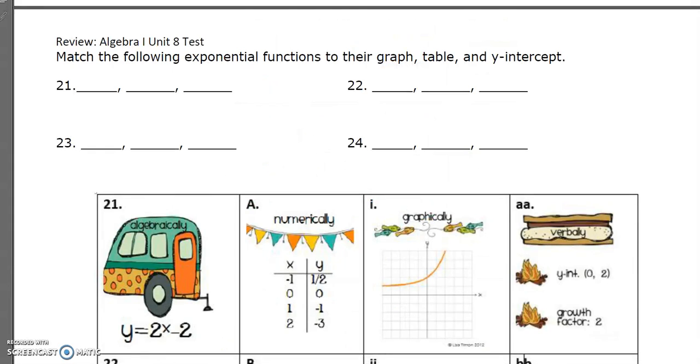Okay, so let me scoot back up to the top and see if we can fill that information in. Okay, so 21, the data table was B. The graph was the triple I's, and then the verbal was a double B. 22, the data table was D, the graph was double I, and the verbal was double C. 23 was A, and then the I and the V, and double D. 24 was C, I, and then double A. All right, good luck on your test.